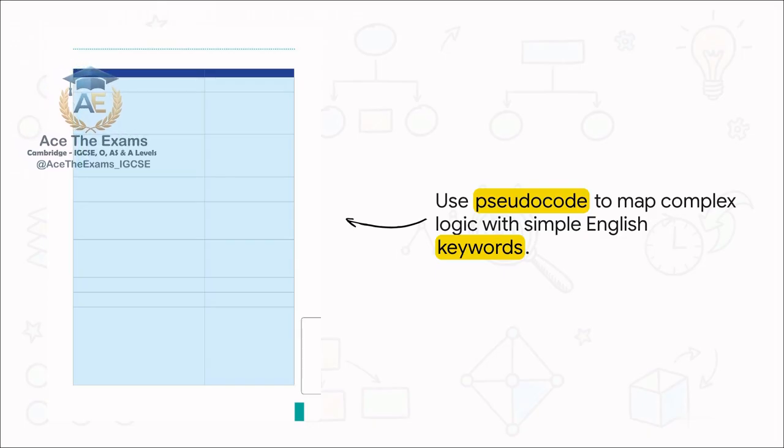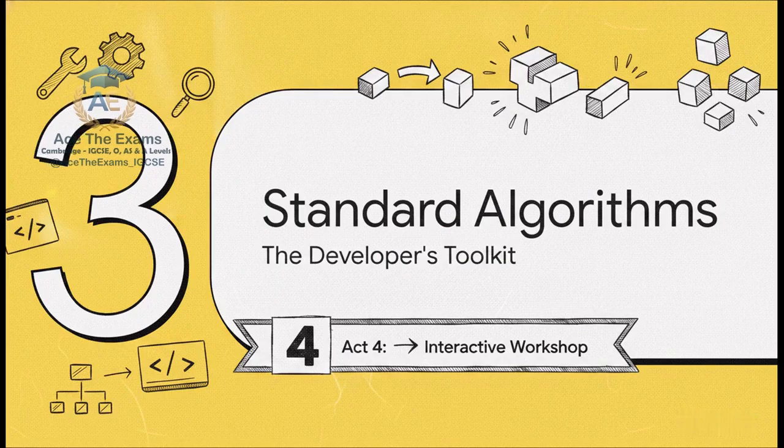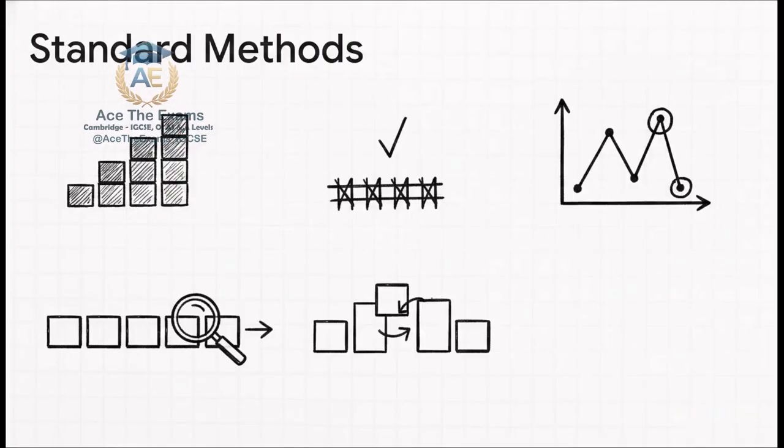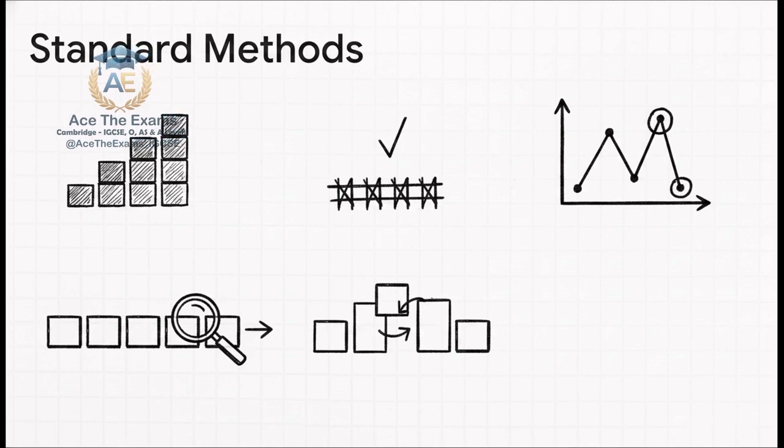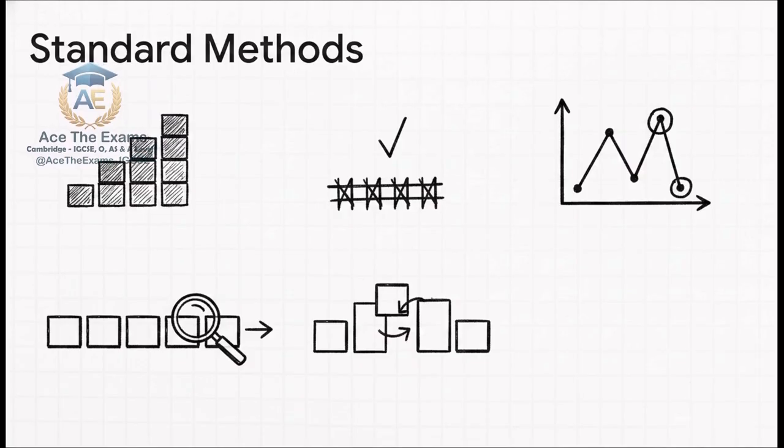Let's jump into Section 3, Standard Algorithm Methods. This is basically opening up the developer's toolkit. These are your fundamental tools, the standard algorithm methods that form the building blocks for practically any processing task you'll face in the exam. You need to know these by heart. Totaling adds values to a running total, and always remember to initialize your total variable to 0 outside the loop, or your logic is broken from the start.